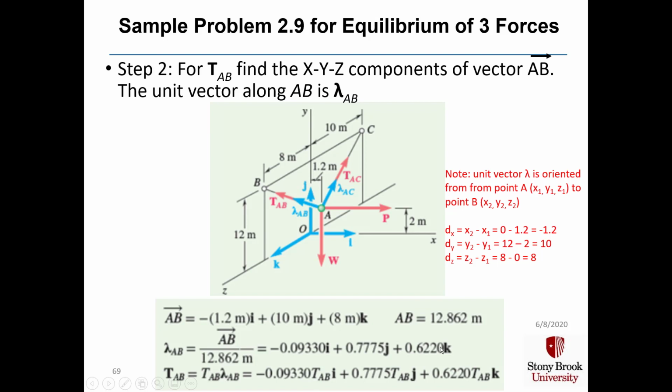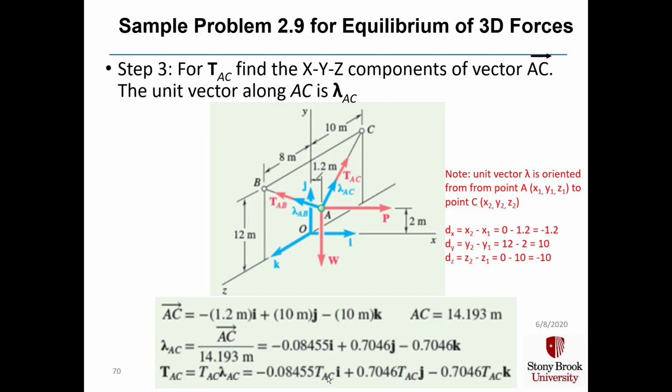And vector TAB is the magnitude of T sub AB times lambda sub AB, but we don't know yet what the magnitude of T sub AB is. So we leave it in there as a variable.